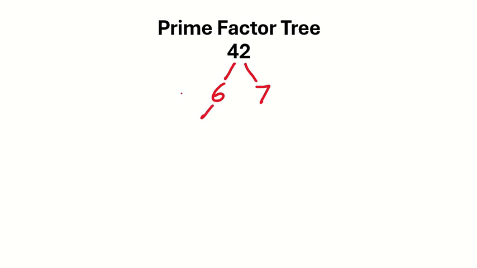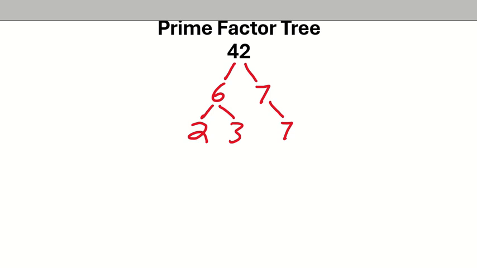6 is composite, so we got to break it apart further. But 7 is prime, so we can just carry that down. Remember, a prime number is a number that only has two factors. A composite number has more than two factors. So in this case, we can break apart 6 by doing 2 times 3. And now we have all of our prime factors.